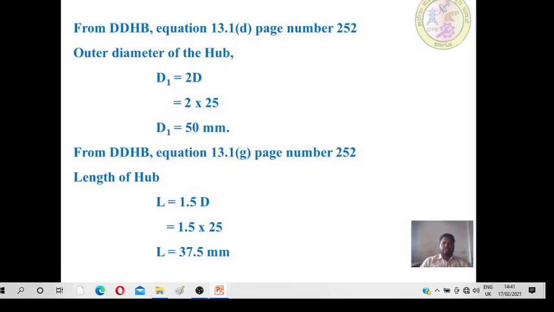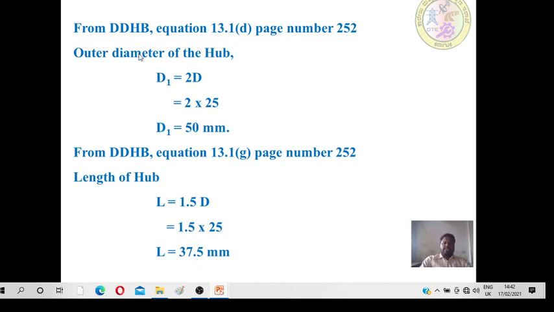Now let us move on to the next value, that is the outer diameter of the hub. So we have the equation from the design data handbook, D1 equal to 2d, that is 2 into 25, that is D1 equal to 50. Now from the design data handbook we have the length of the hub, L equal to 1.5d. So that becomes 1.5 into 25. That becomes L equal to 37.5 mm.